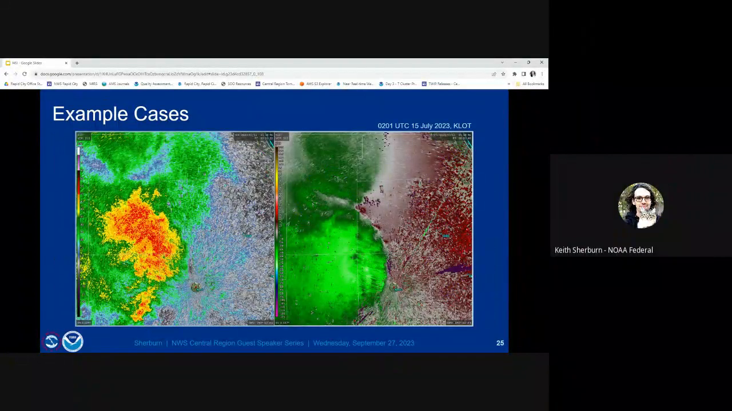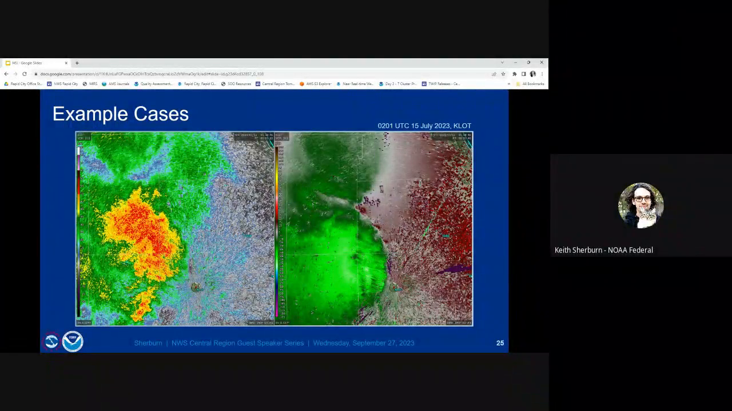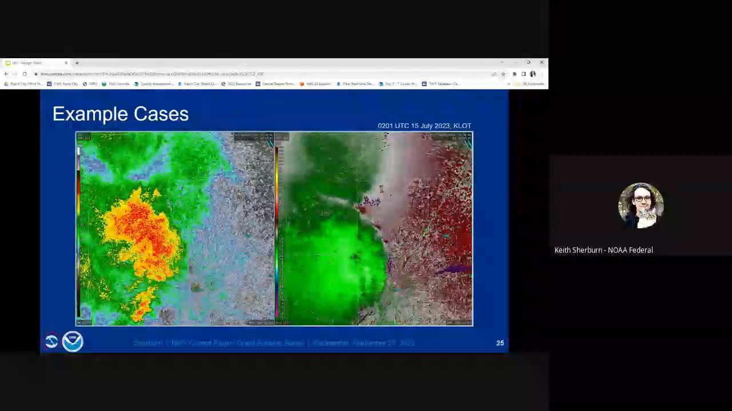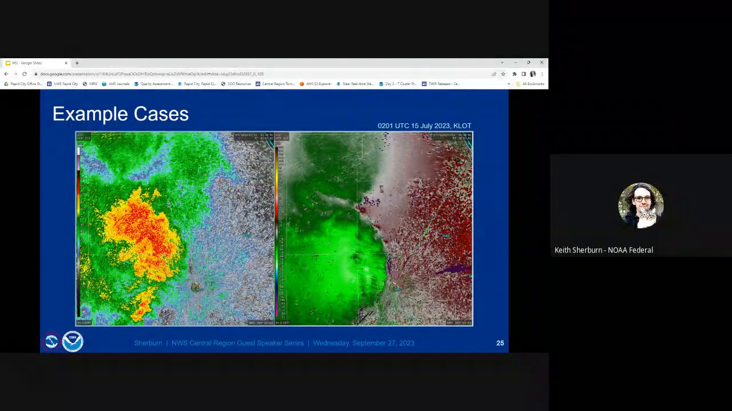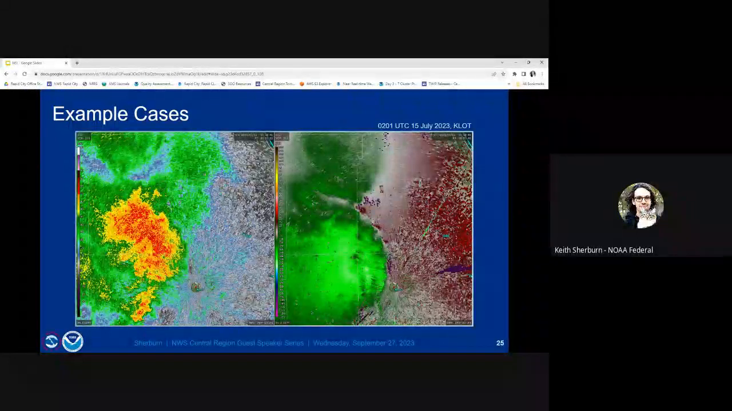Now, wrapping up, these next couple of examples are going to be relatively short, but I just wanted to reinforce the ideas we've discussed throughout this presentation. This here was an event that occurred just this summer in the Chicago area. So this was not a high shear, low CAPE event. This was higher CAPE, a little bit weaker shear. And compared to the previous event, this was a much smaller scale convective feature.